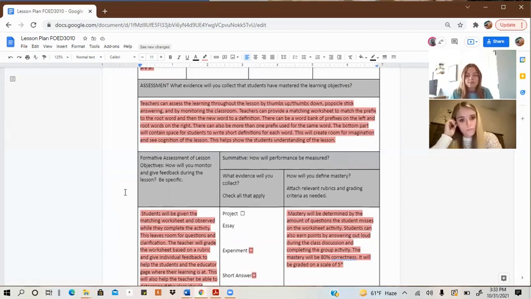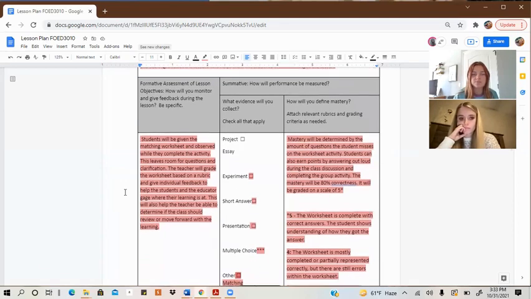Teachers can provide a matching worksheet to match the prefix to the root word, and then the new word to a definition. There can be a word bank of prefixes on the left and the root words on the right. There can also be more than one prefix used for the same word. The bottom part will also contain a space for the students to write short definitions for each word, and this will create room for imagination and show cognition of the lesson, and it will help show the students' understanding of the lesson.